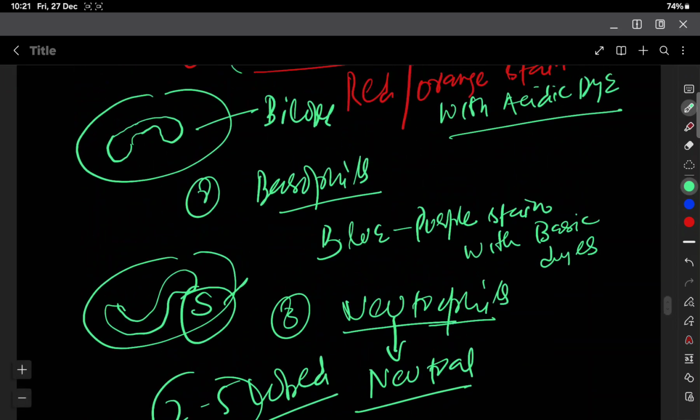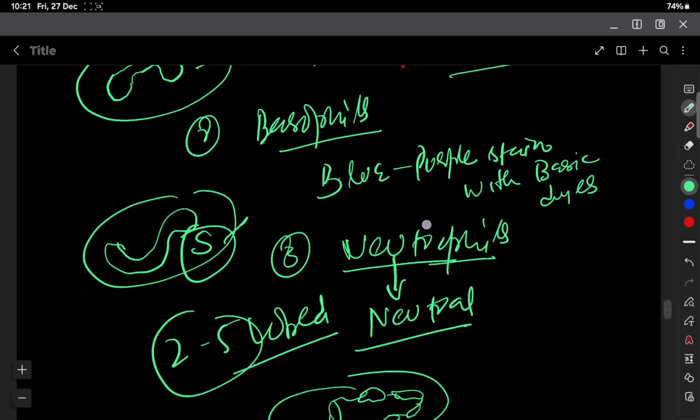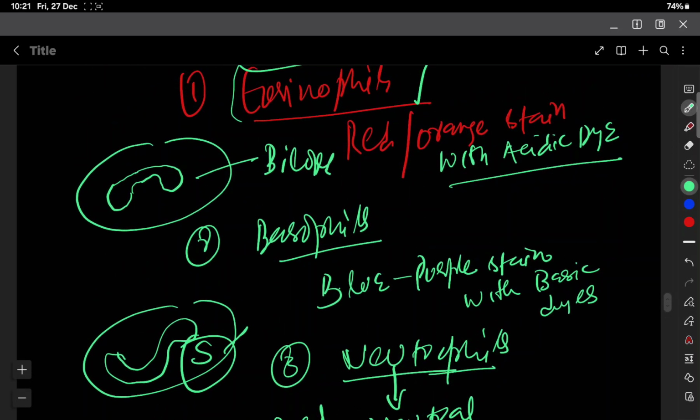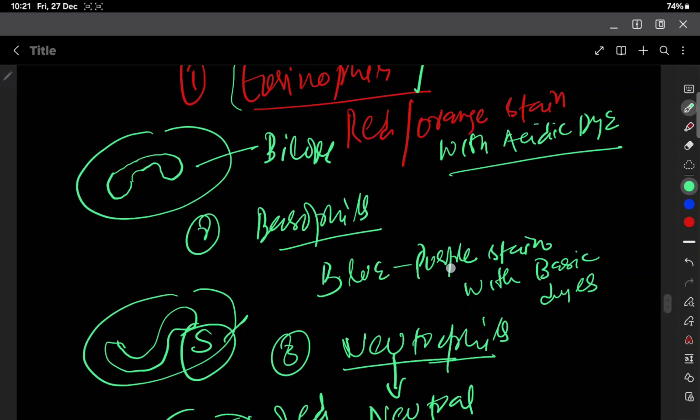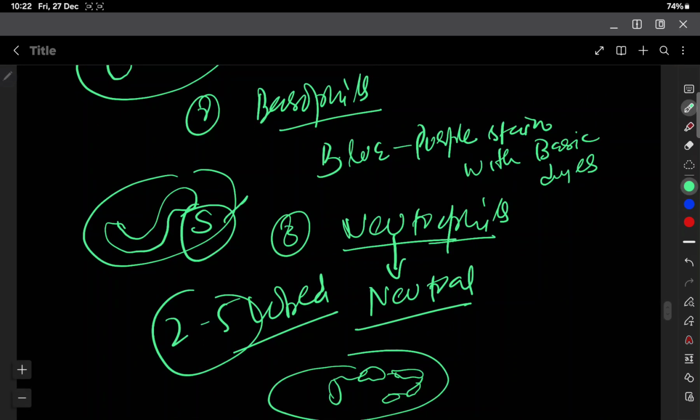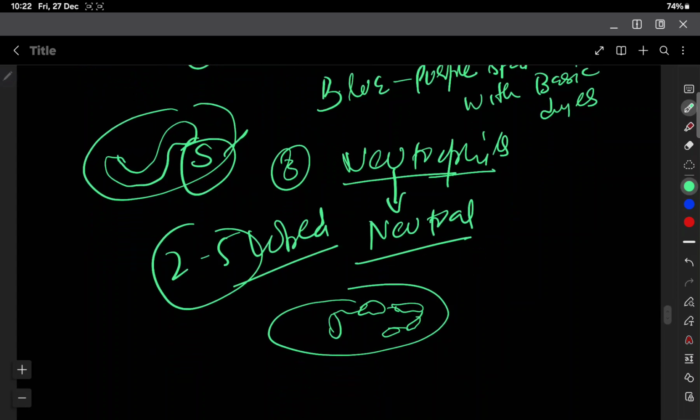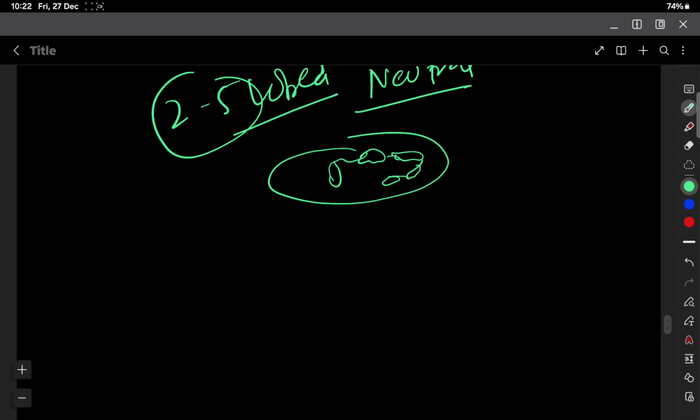In case of the eosinophils, the nucleus is bilobed and it produces a red or orange stain. In basophils, the nucleus is S-shaped. While in case of the neutrophils, the nucleus contains 2 to 5 lobes. Okay, that is about the granular leukocytes. Now the second one is agranular leukocytes.